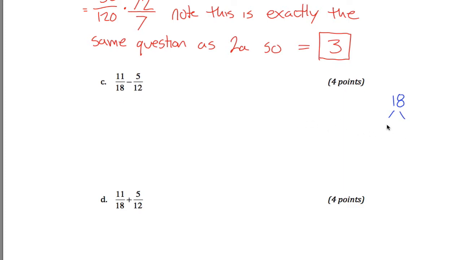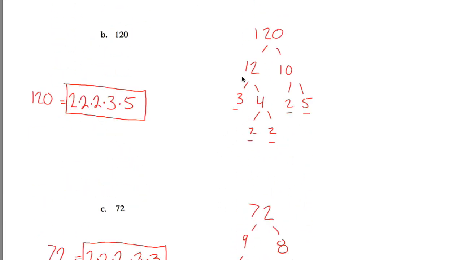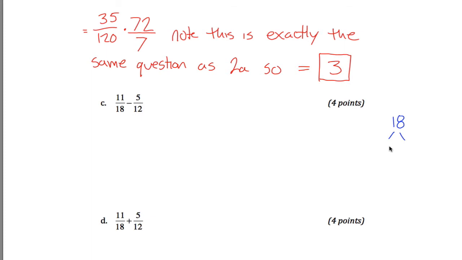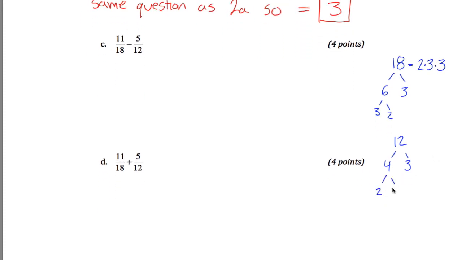The prime factorization for 18, actually, have we seen that one before? I guess not. I thought that was one of these. So for 18, well, let's see, that's 6 times 3, I guess, would be one way we could do it, and 6 is 3 times 2. So really 18 is just 2 times 3 times 3. And similarly 12, I don't know, 4 times 3, or 2 times 6 if you prefer. Either way, you'll end up with 12 being 2 times 2 times 3.